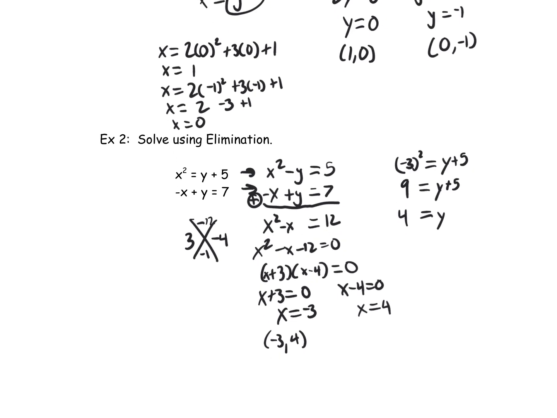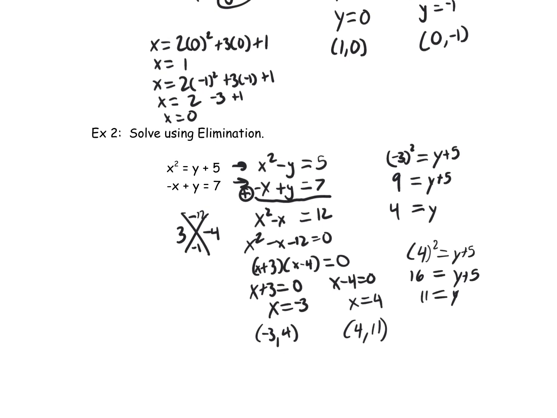Then if I run 4 through that same function, I get 4 squared equals y plus 5. So that's 16 equals y plus 5. Subtract 5 from both sides, I get y is 11. So the other solution is 4 comma 11. There you go. That's our two solutions for that system by solving using elimination.